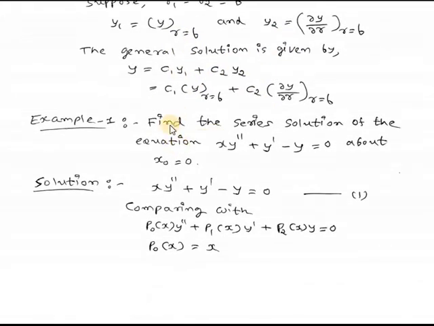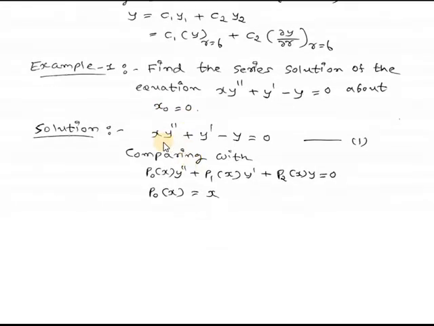So let us consider one example. Find the series solution of the equation x y double dash plus y dash minus y is equal to 0 about x0 equal to 0. First of all, we have to check whether x0 equal to 0 is a regular singular point or not, because the Frobenius method can be applied only when the given point is a regular singular point.